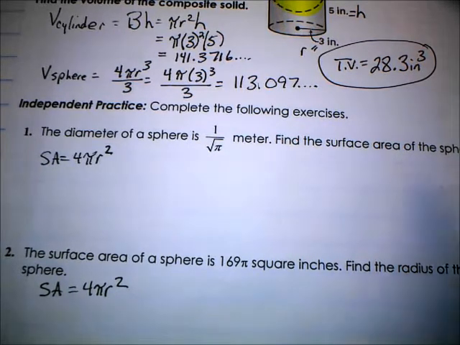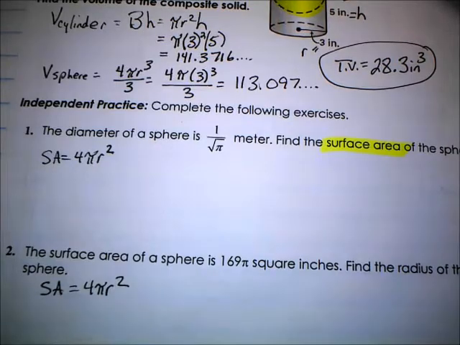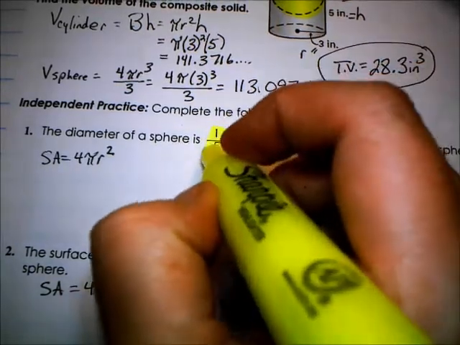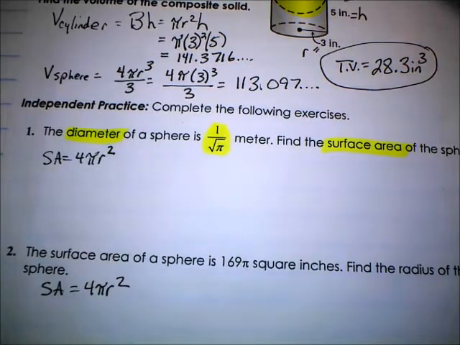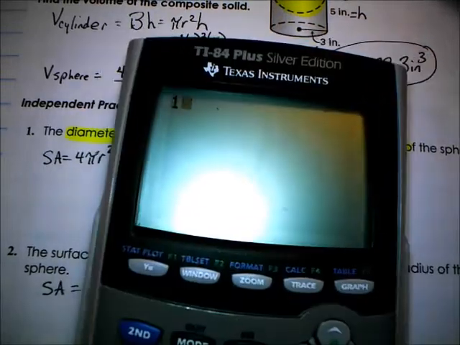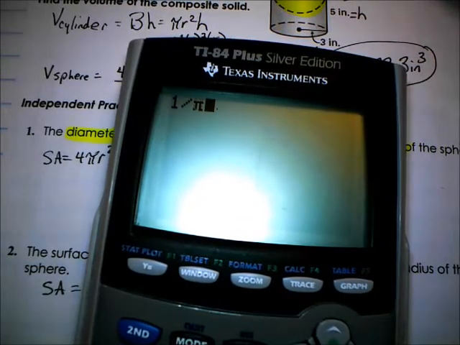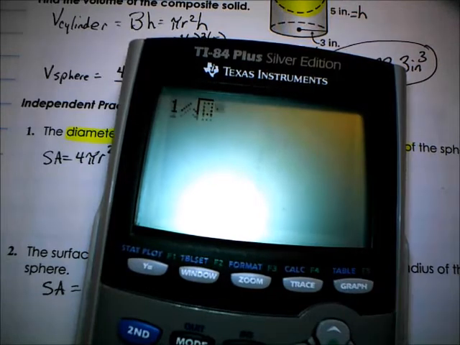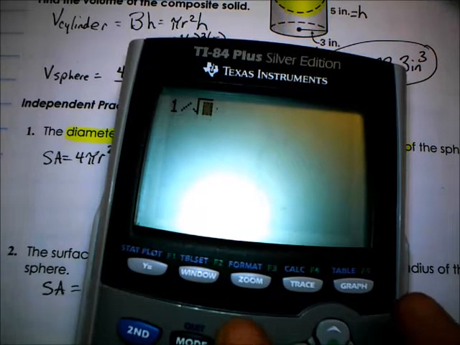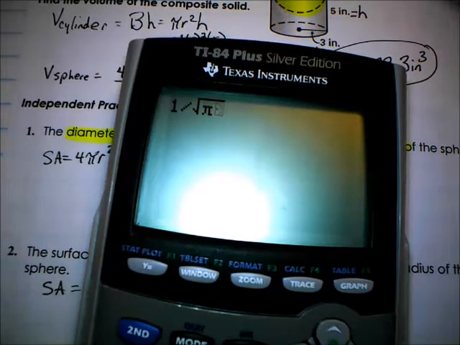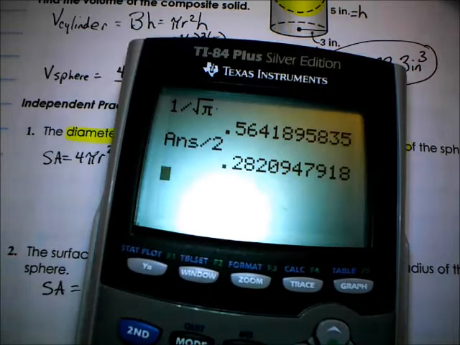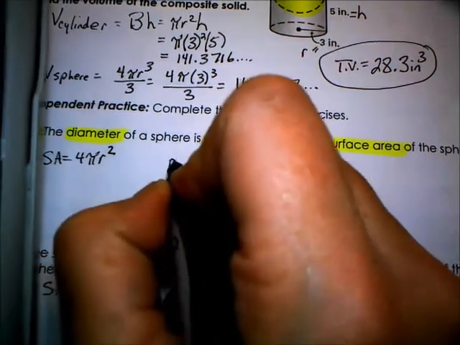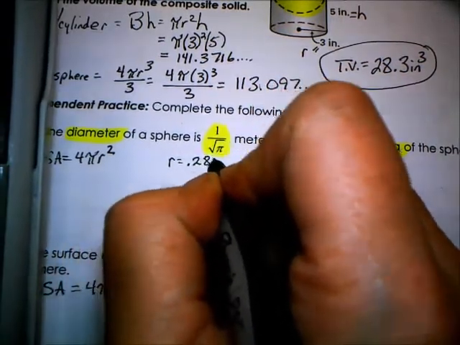Okay, on number 1, we're going to find the surface area of the sphere, but they give me the diameter looking kind of unusual. It says 1 over square root of pi. So what I'm going to do is 1 divided by the square root of pi, and find out that it's 5.6. I'm going to divide it in half, and it tells me the radius is roughly 0.282, and on, in the calculator.